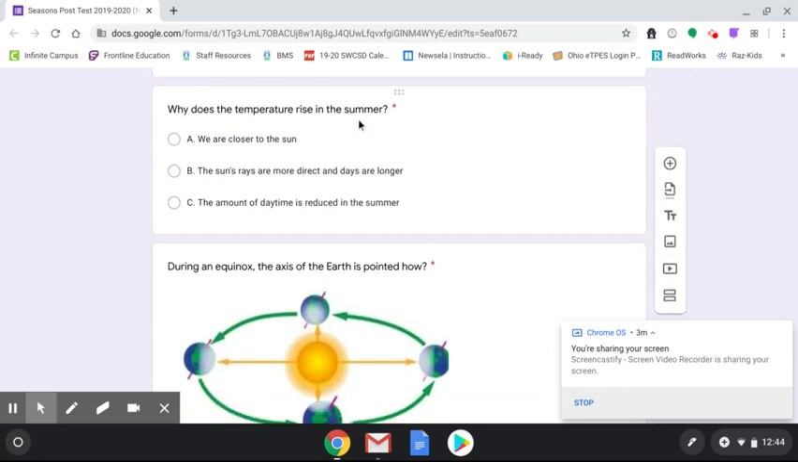Why does the temperature rise in the summer? A, we are closer to the sun. B, the sun's rays are more direct and days are longer. Or C, the amount of daytime is reduced in the summer.